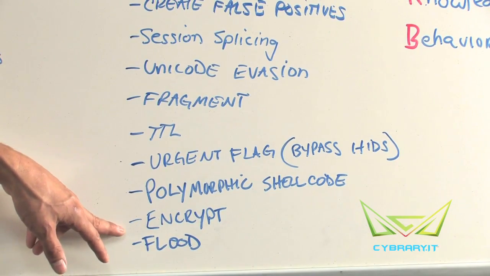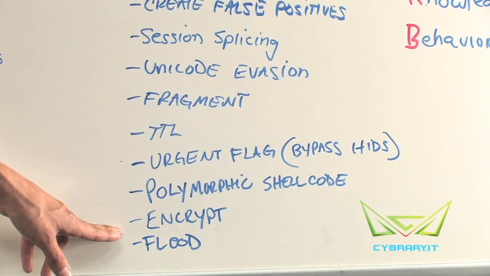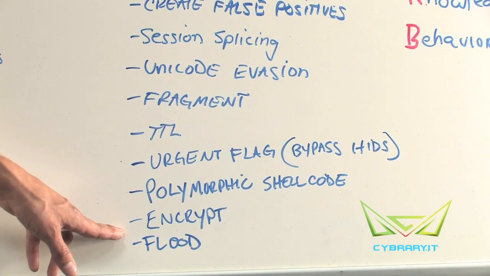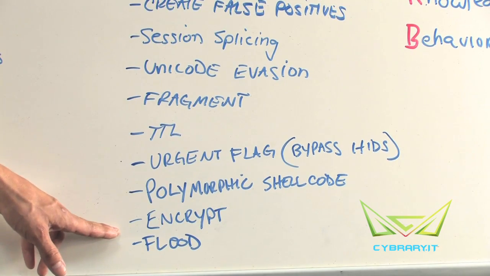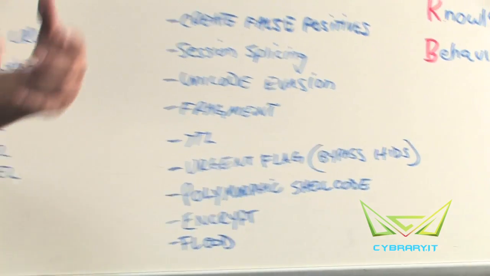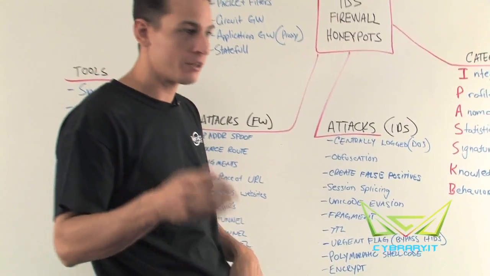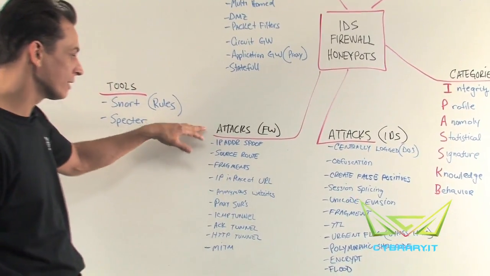Also, encryption. Intrusion detection systems can't read encrypted stuff because they don't have a copy of the symmetric encryption key. So therefore, by default, or at least generically stated, they don't typically read encrypted data. Or simply flooding the actual IDS itself or the centrally logged server. So let's move on to firewall attacks.